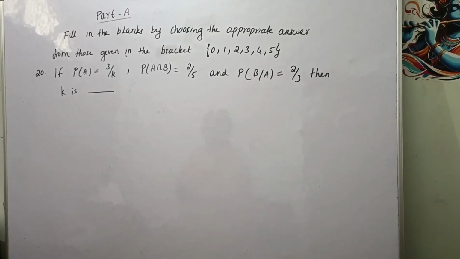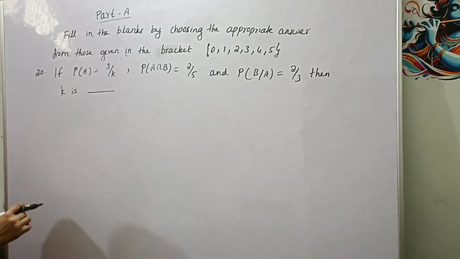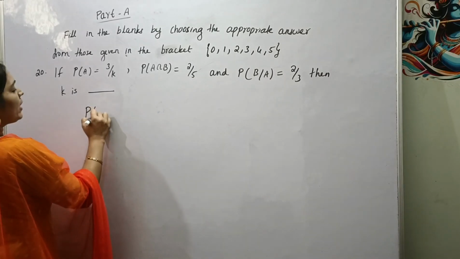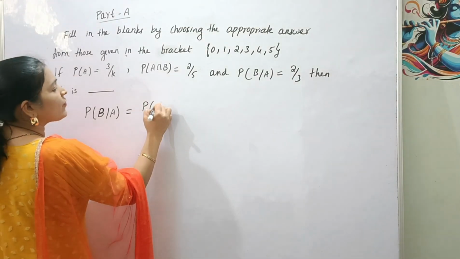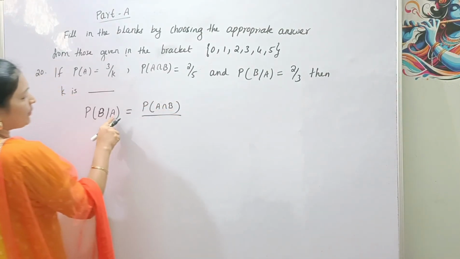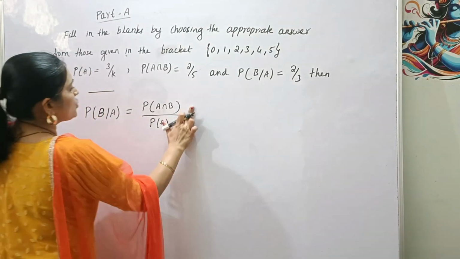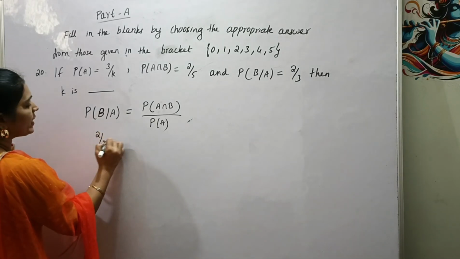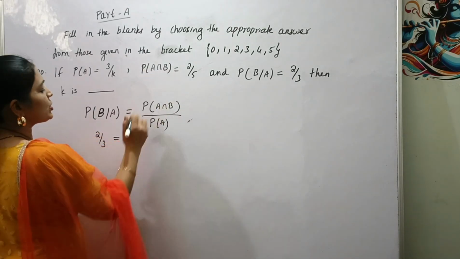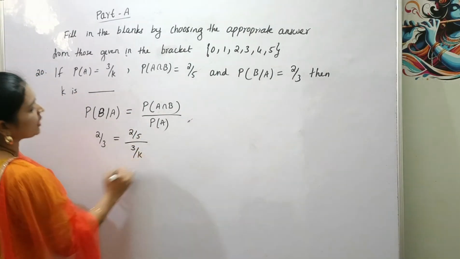If P of A is equal to 3 by K, P of A intersection B is equal to 2 by 5 and P of B given A is equal to 2 by 3, then K is dash. Now let's write the formula. Probability of B given A is equal to probability of A intersection B divided by probability of A. So here what are given? Probability of B given A is given. That is 2 by 3 is equal to probability of A intersection B is 2 by 5 divided by probability of A is 3 by K, right?